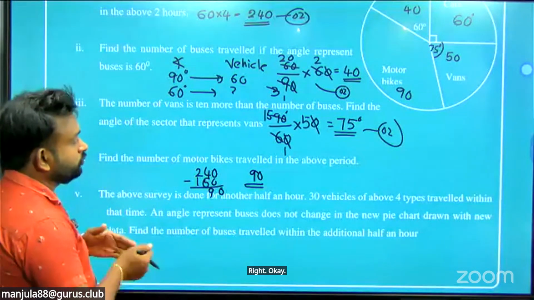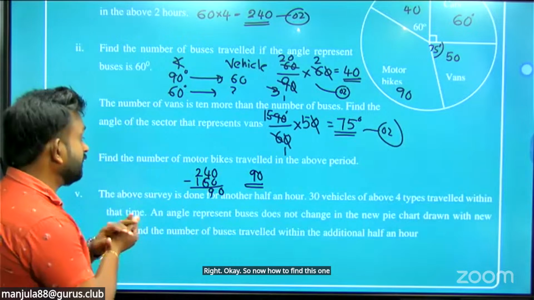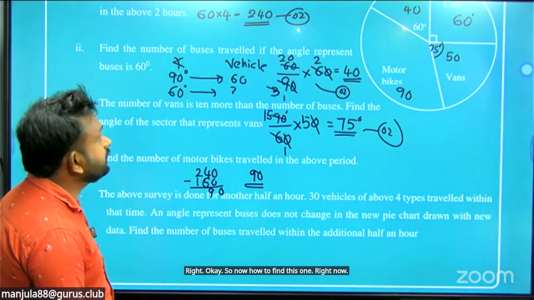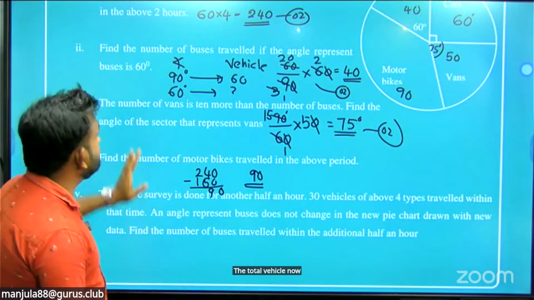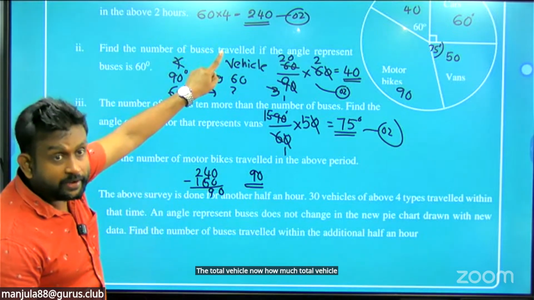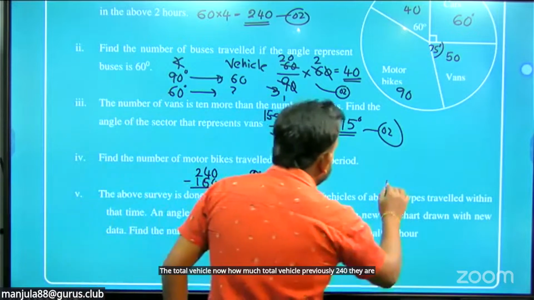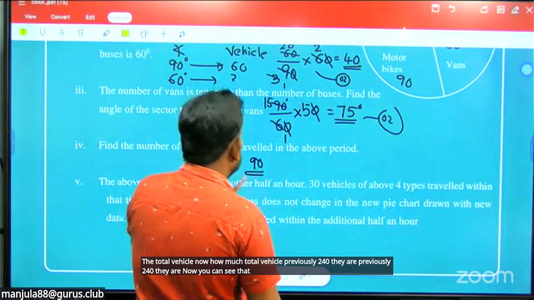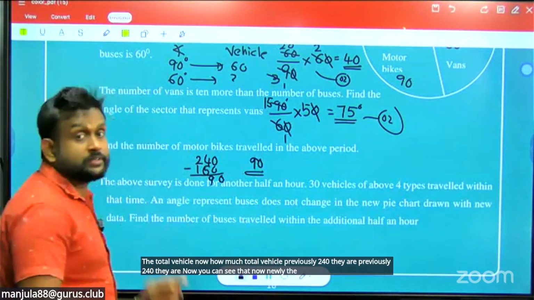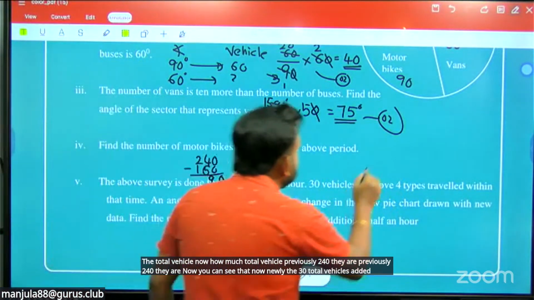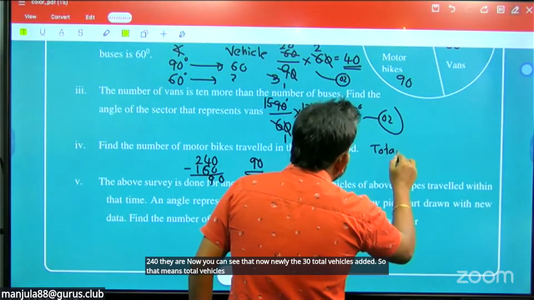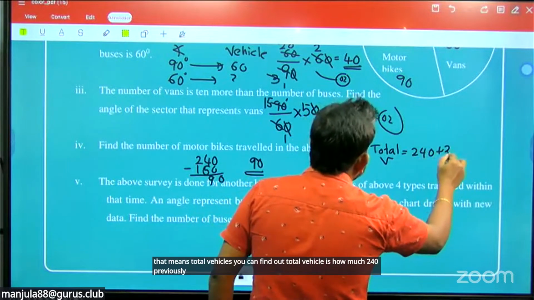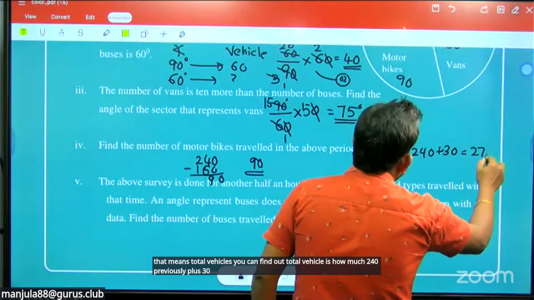So now how to find this one? Right. Now the total vehicles, how much? Previously 240 they are. Now you can see that newly 30 total vehicles are added. So that means total vehicles you can find out. Total vehicles is how much? 240 previously plus 30, that gives you 270.